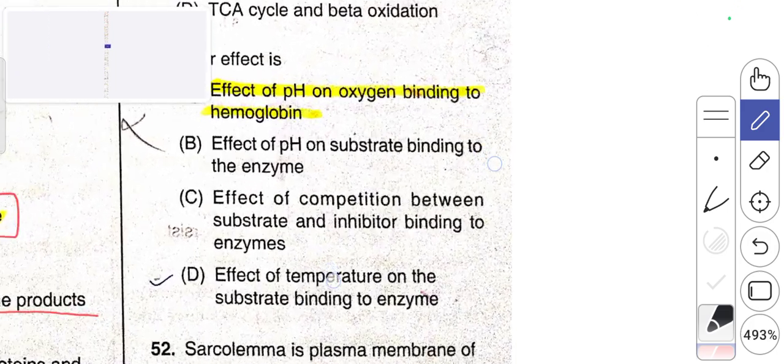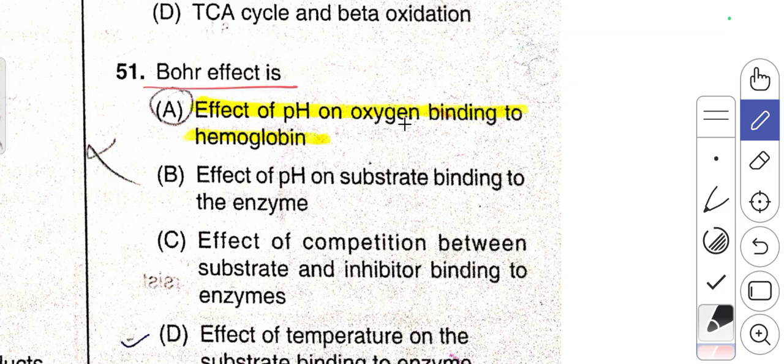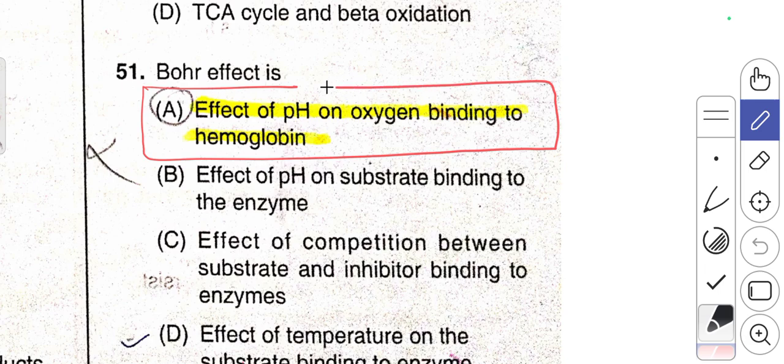Then 51st question: the Bohr effect is the effect of pH on oxygen binding to hemoglobin. Among the factors affecting the oxygen dissociation curve, pH is one of the factors which affects the binding of oxygen with the hemoglobin. So A is the right answer for this question.